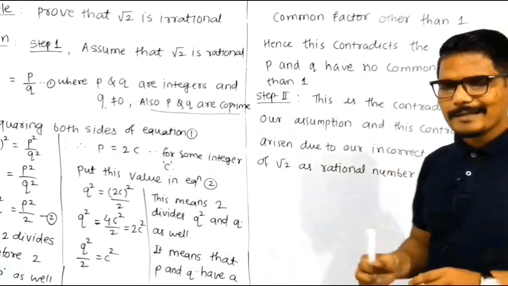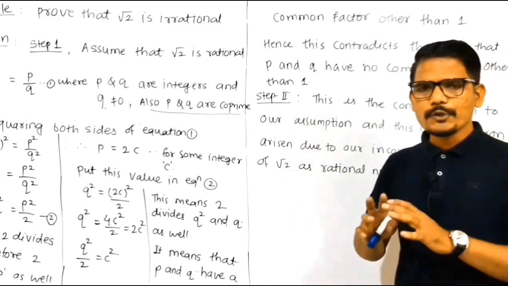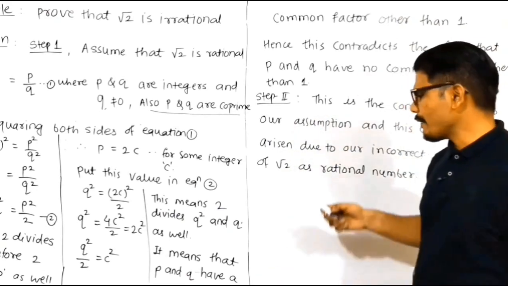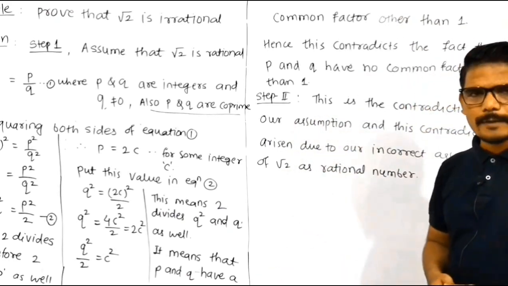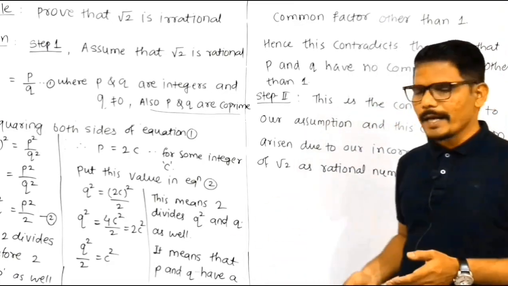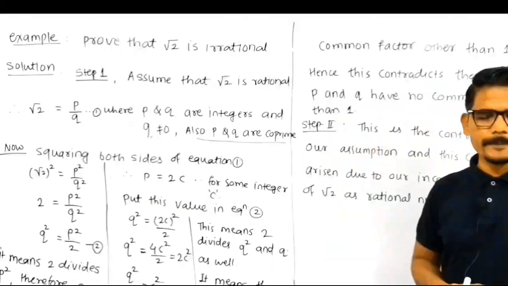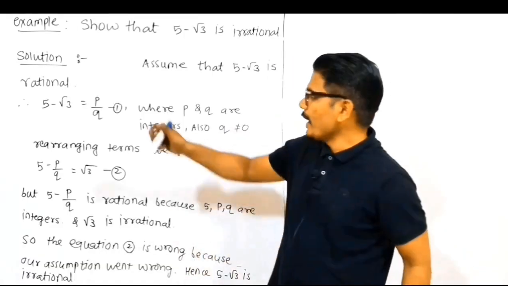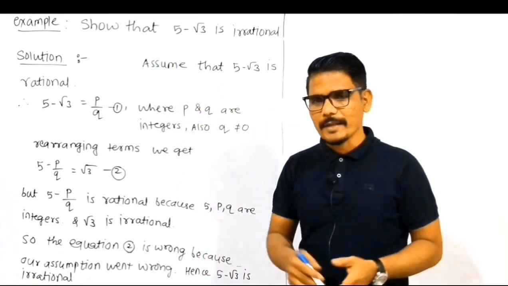This contradiction has arisen just because we have assumed incorrectly. What we have assumed? We have assumed that root 2 is rational. This assumption went wrong and we got to know that root 2 is irrational. It is proved. Let's take another example to prove that 5 minus root 3 is irrational.